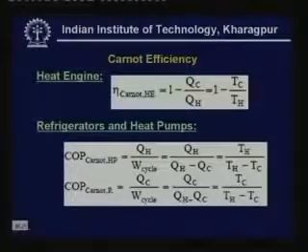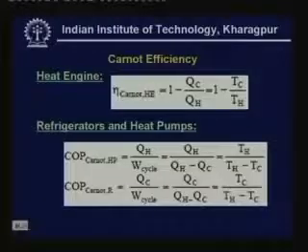Now let us look at the maximum possible efficiency for a refrigerator and heat pump operating between two temperature reservoirs Th and Tc. In the case of refrigerators and heat pumps, normally we do not use the term efficiency; we use the term coefficient of performance, in short COP. C stands for coefficient, O stands for of, and P stands for performance. So the efficiency of any refrigerator or heat pump system is defined in terms of COPs.